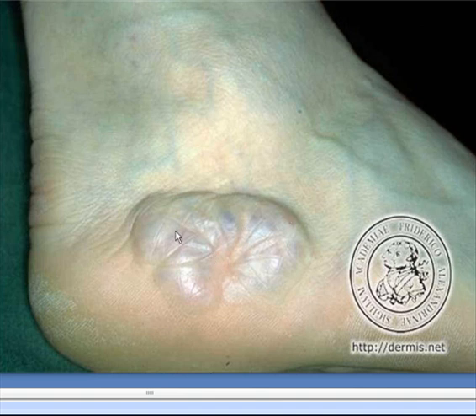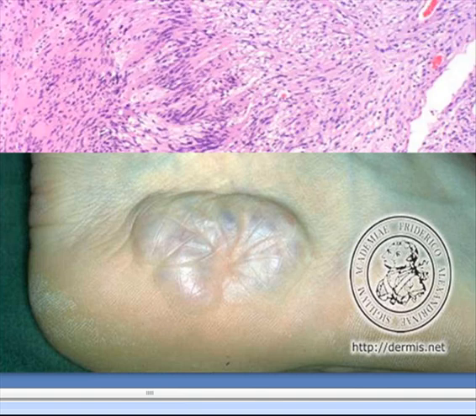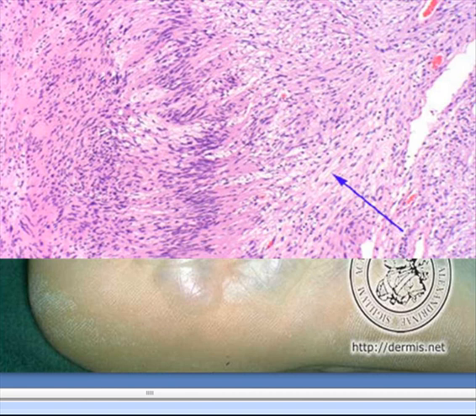So what do you remember from this? Antoni A in a schwannoma is a palisaded area. Antoni B is a non-palisaded area.